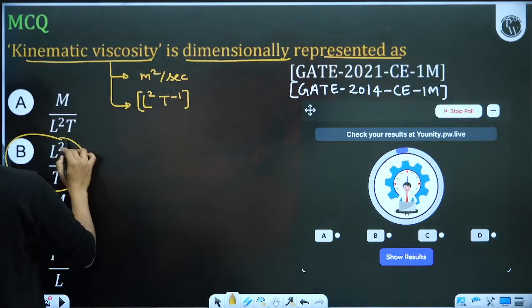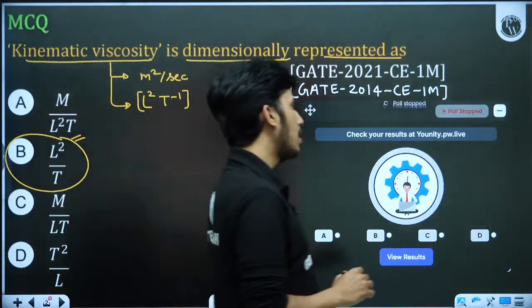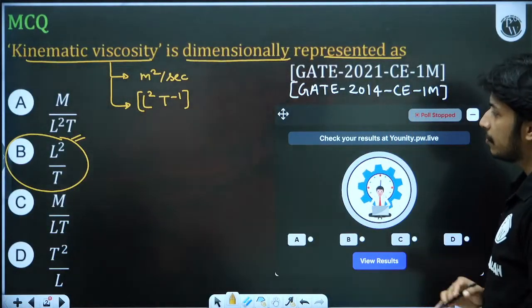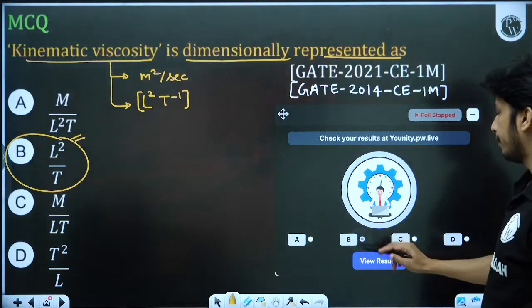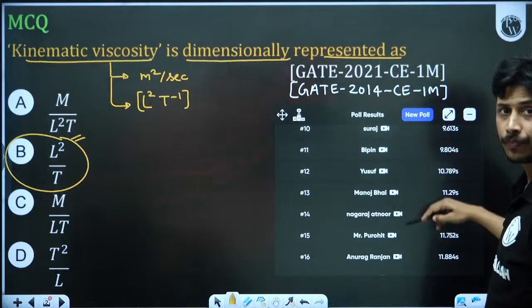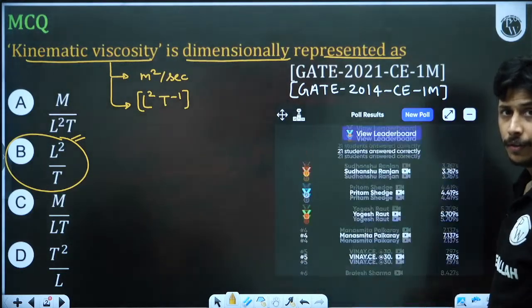So this question may be asked in the upcoming exams also, because they are continuously asking about the dimensions every 4 to 5 years. So the correct answer of this question will be option B, kinematic viscosity. All of the students have given the correct answer. Very good.